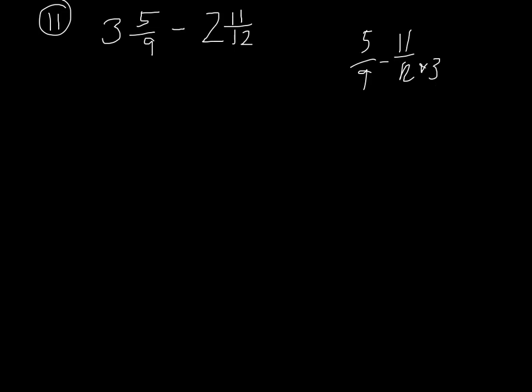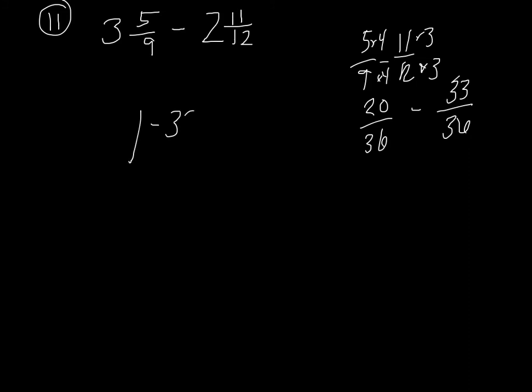9 goes into 36. Multiply by 4. Multiply by 3. So I'd get 20 36ths minus 33 36ths. Okay, then I'd get a negative, you guys, and that doesn't make any sense. So my answer would be 1 and negative 33/36. No. That's why I don't like doing it the other way. I really do prefer circling up every single time because I know I'm going to get the right answer.